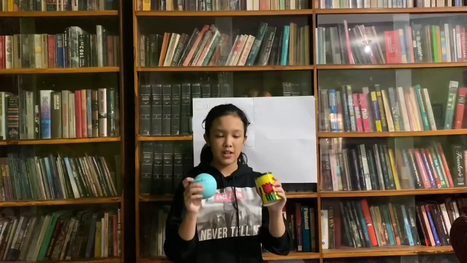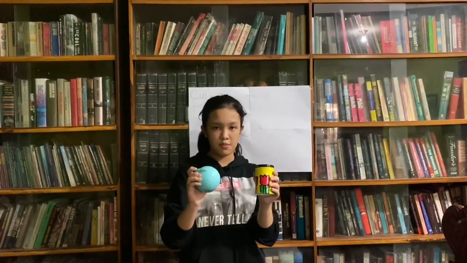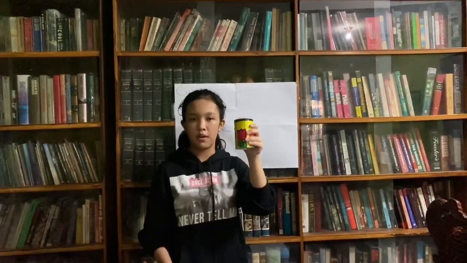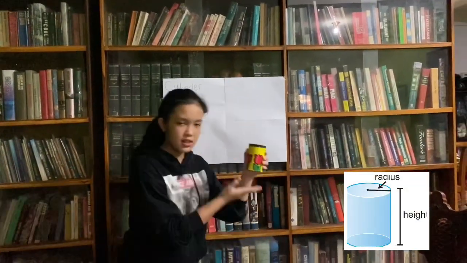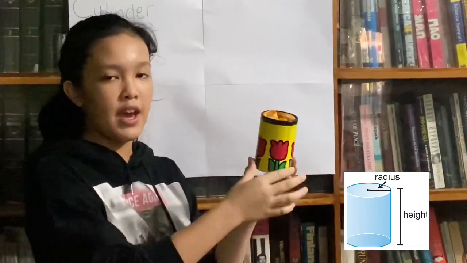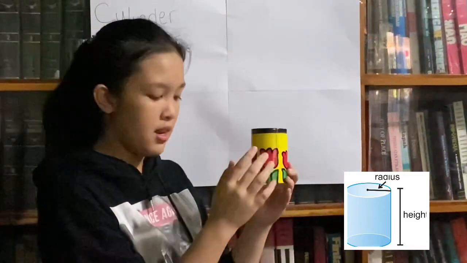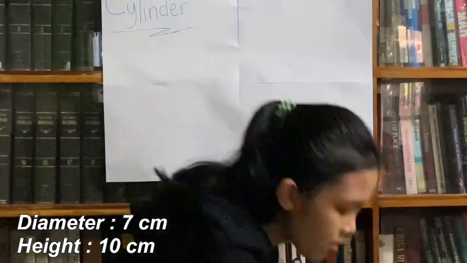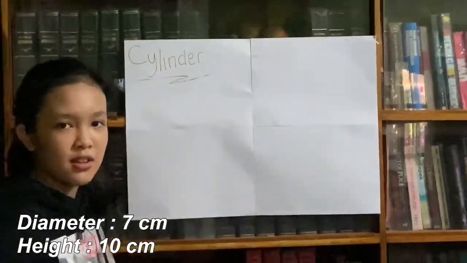Okay, so right here I have two shapes. The first is a cylinder and a sphere. First, I'm going to talk about the cylinder. The cylinder has two bases, top and bottom, and a curved surface. This cylinder has a diameter of 7 cm and a height of 10 cm. So first, let's talk about the cylinder.